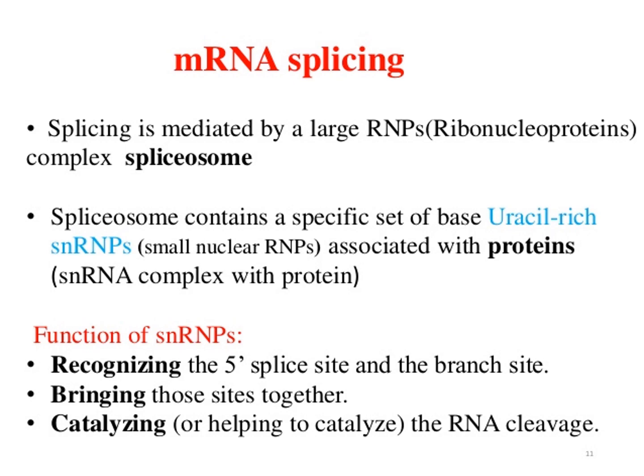Splicing is mediated by a large ribonucleoprotein complex called the spliceosome. This spliceosome contains uracil-rich small nuclear RNPs associated with proteins. The spliceosome recognizes the 5' splice site and the branch site, and brings the sites together. So the mechanism is simple, the removal of introns. But here we must know how the spliceosome is involved in the recognition, in bringing the sites together, and in cutting the introns.